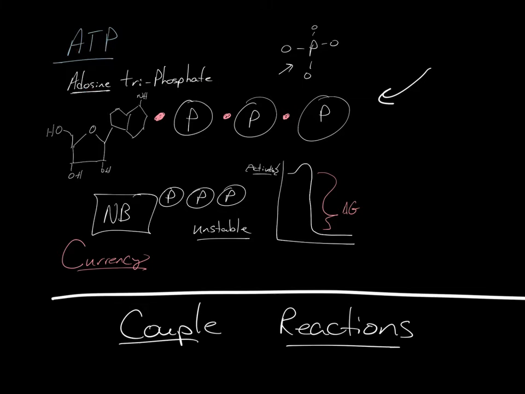ATP is adenosine triphosphate. Adenosine is a nucleotide. It has the ribose sugar, the nitrogenous base, right? In fact, there's an ATP, there's a GTP, CTP, TTP, and UTP. Where am I getting those? Internet. ATP, GTP, CTP, TTP, UTP. Nucleotides, DNA or RNA nucleotides.